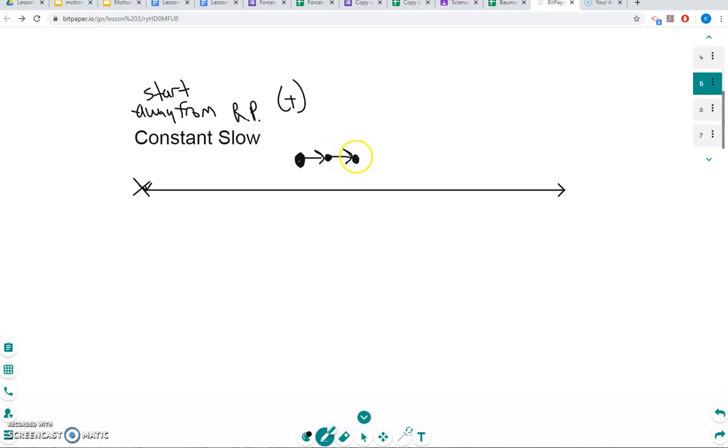So these arrows are the same size to represent constant velocity. Hopefully they're the same size. If I'm a little bit off, I'm really sorry. I'm trying my best. Okay, so this is essentially what's happening. We're making a chain of arrows that are the same size, and we're going from there.